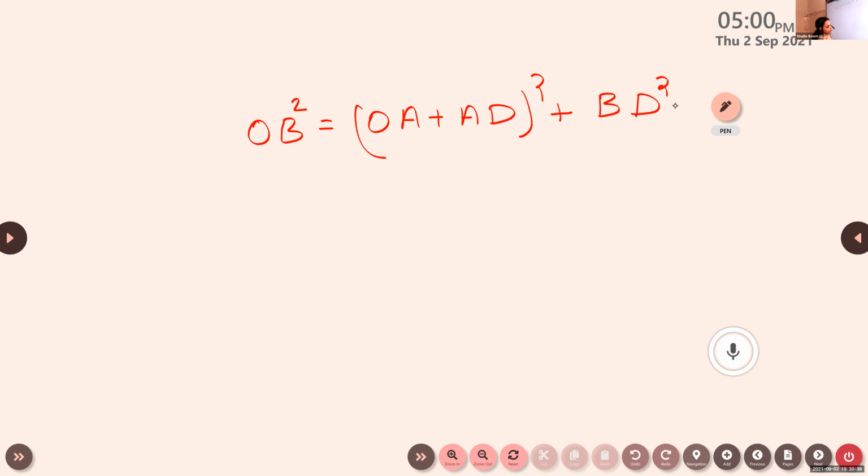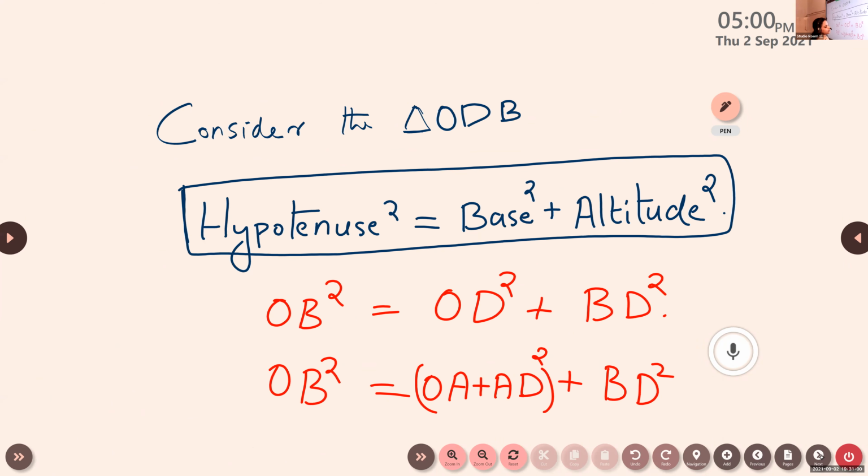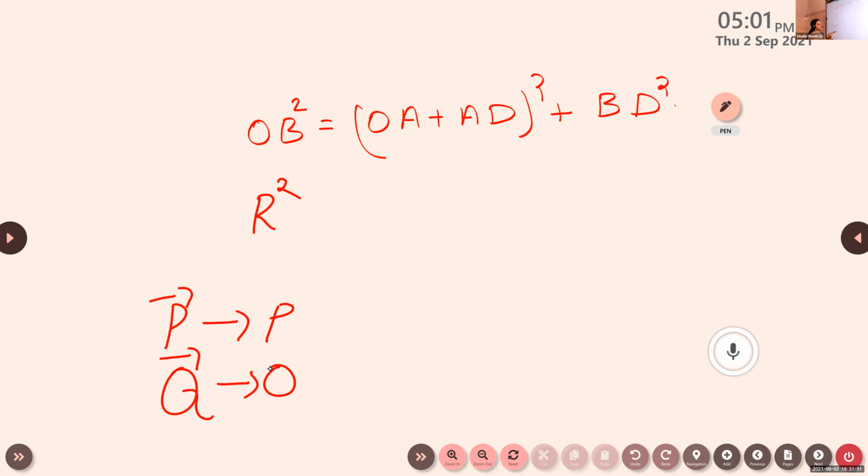What is OB? From the figure, OB represents the diagonal of the parallelogram. What is the resultant vector? It is represented by vector R, right? So OB is the resultant vector of this parallelogram. We know that the resultant is the diagonal of the parallelogram starting from the same point, so it is represented by vector R. But we take the magnitude here, so it is R square. The magnitude of vector P is P, similarly the magnitude of vector Q is Q, and the magnitude of the resultant vector is R. So instead of writing vector R, we can simply take R.